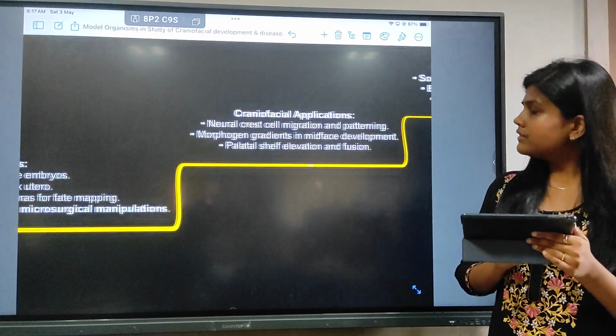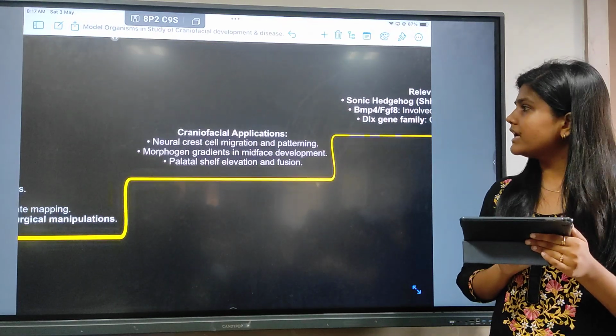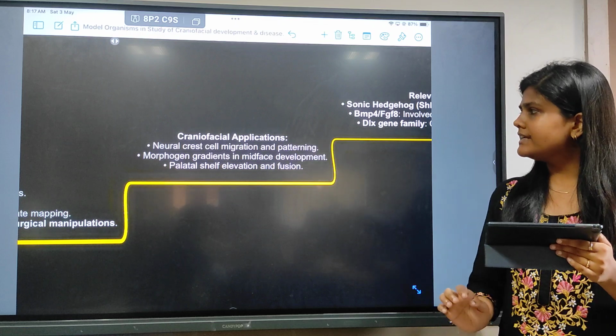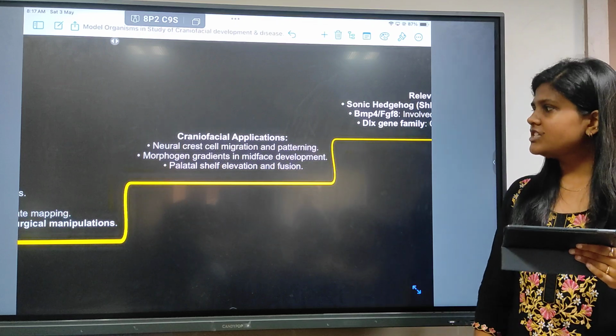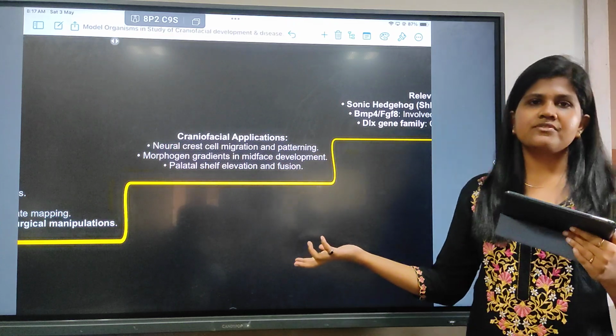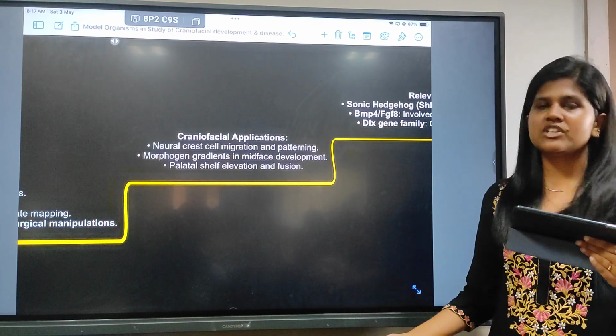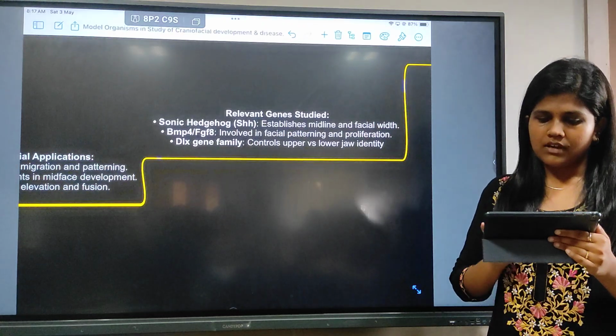So regarding the craniofacial application, similarly NCC migration and patterning can be studied. Morphogen gradients in mid-phase development, palatal shelf elevation and fusion. You can go for the zebrafish model, or you can choose whichever is easily accessible in your region or for your study.